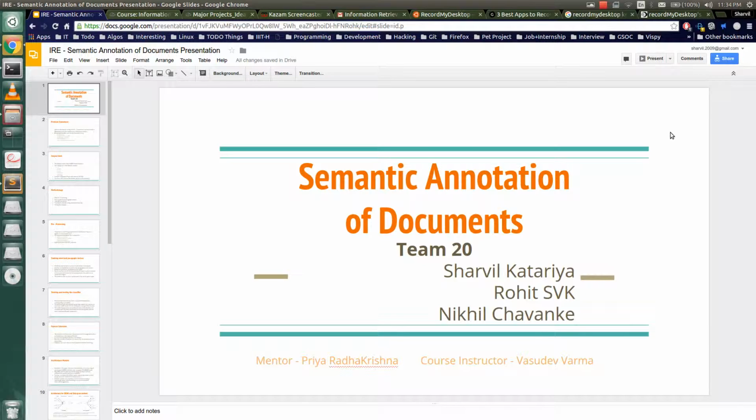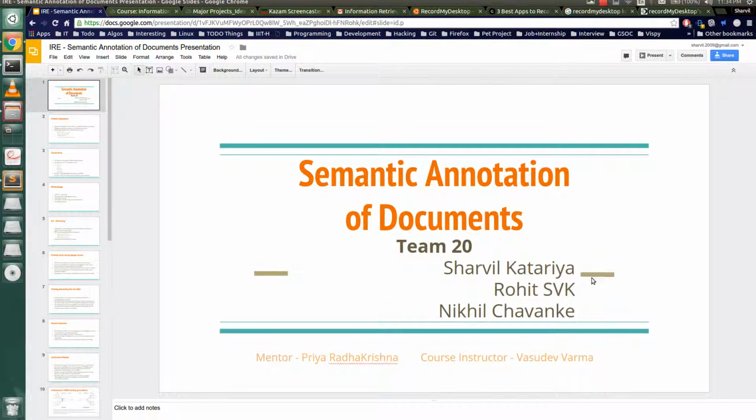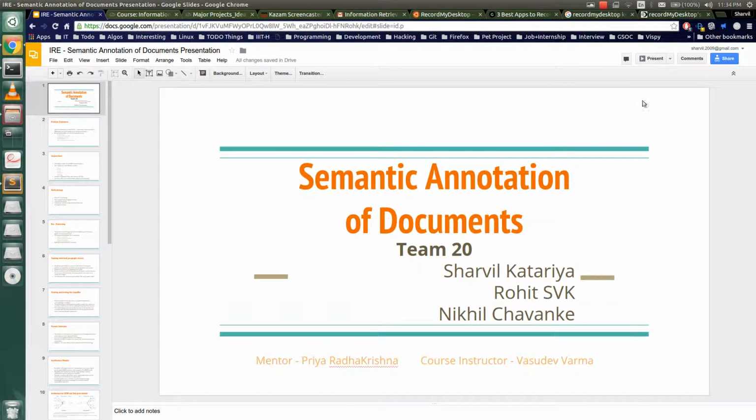Our major project involved semantic annotation of documents, which was project number 18. We are team 20 with our mentor being Dr. Priya Radhakrishnan, and our course instructor for this course was Professor Vasudev Verma. Our team includes Rohit SPK, Nikhil Savanke and me, Sharvil Kataria.